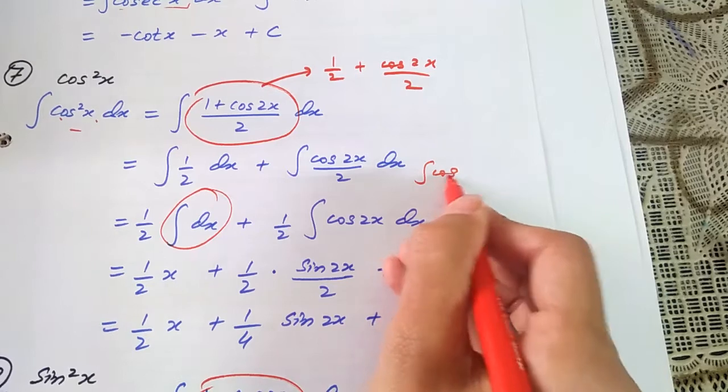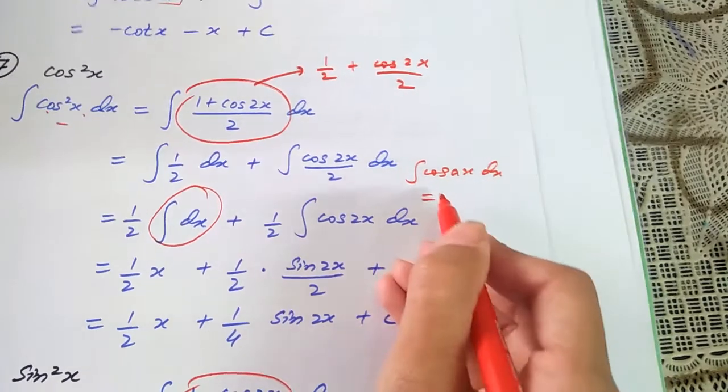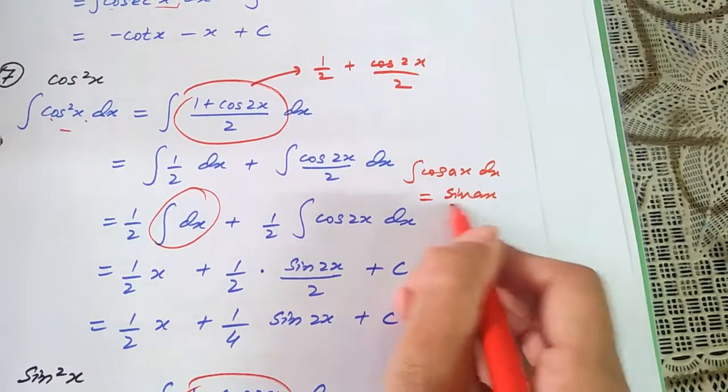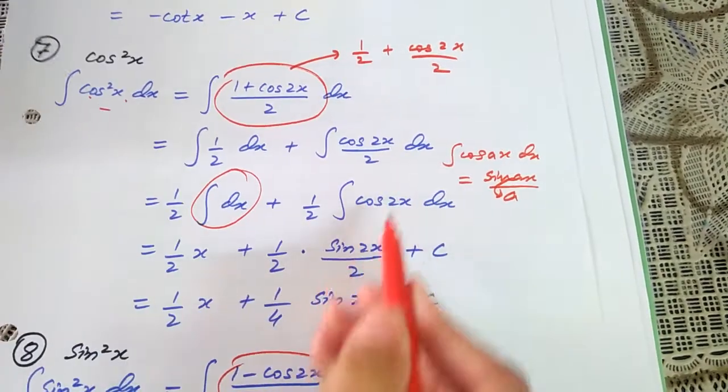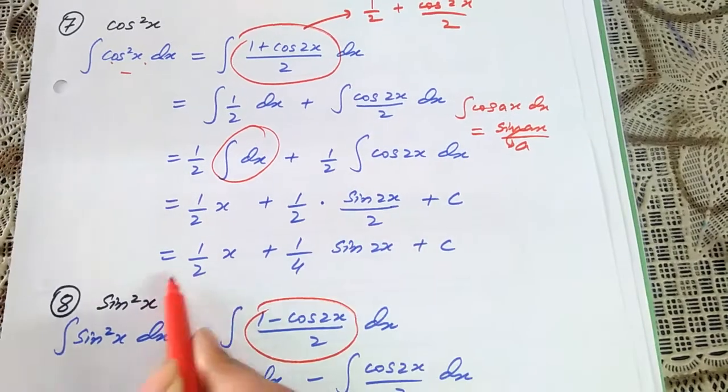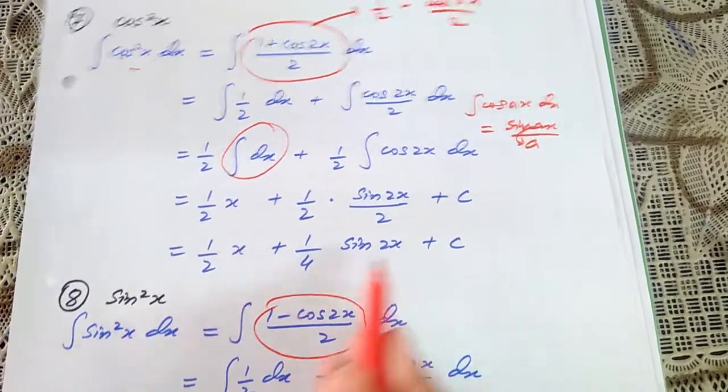The integration of cos ax dx is always equal to sin ax over a. This a will come here. So for cos 2x it will be sin 2x divided by 2. Just simplify that, and we will get this answer.